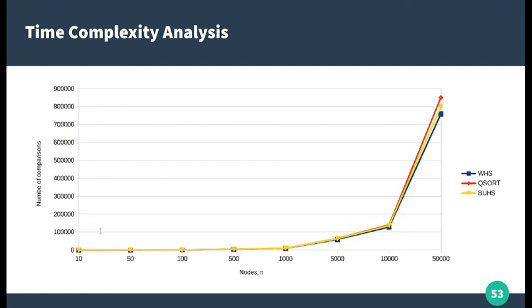Last, there is a comparison of weak heap sort with two other sorting algorithms. One is quick sort and another is bottom up heap sort. For a lower number of nodes, the number of comparisons is pretty much similar, so you cannot differentiate much. But for a high number of nodes, you can see that weak heap sort needs fewer comparisons than the other two sorting algorithms, so the time complexity will be less than the other two sorting algorithms for a high number of nodes.